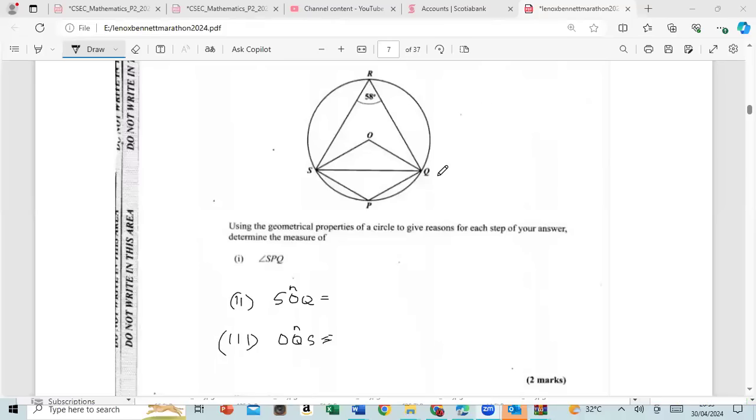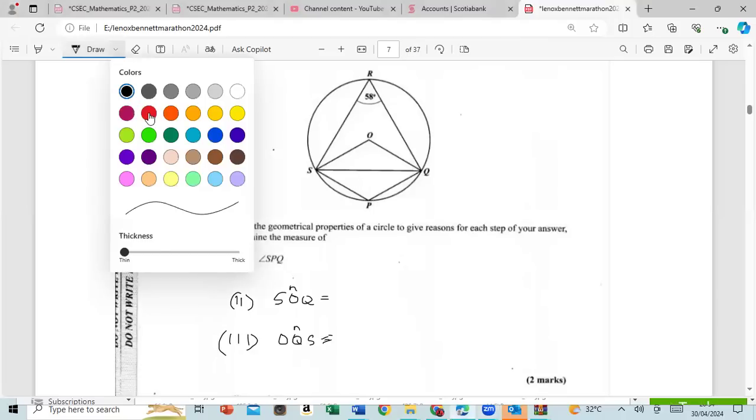The circle theorem vectors, this is a composite topic, so look out for it. I would suggest persons go back over the rules because they're so hard to see. It says use the geometrical properties of a circle to give reasons for each step of your answer. So they don't just want you to give the angle, they want you to give the reason. The first one says angle SPQ. You see the one in the middle, that is the actual angle they're looking for, like for example this. So they want this angle here.